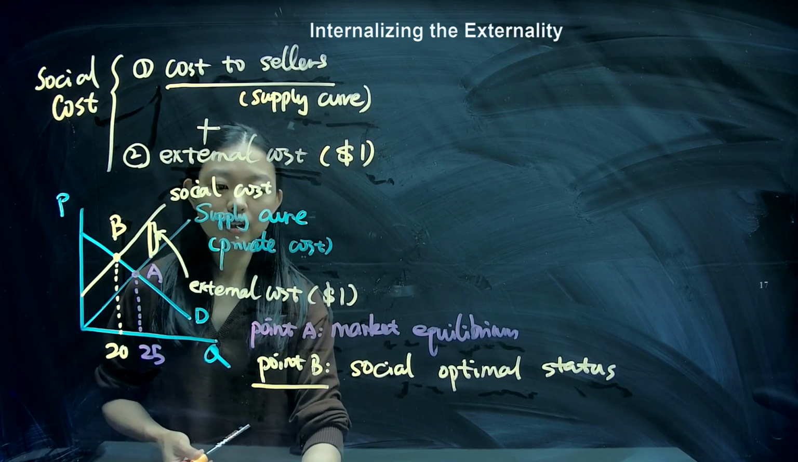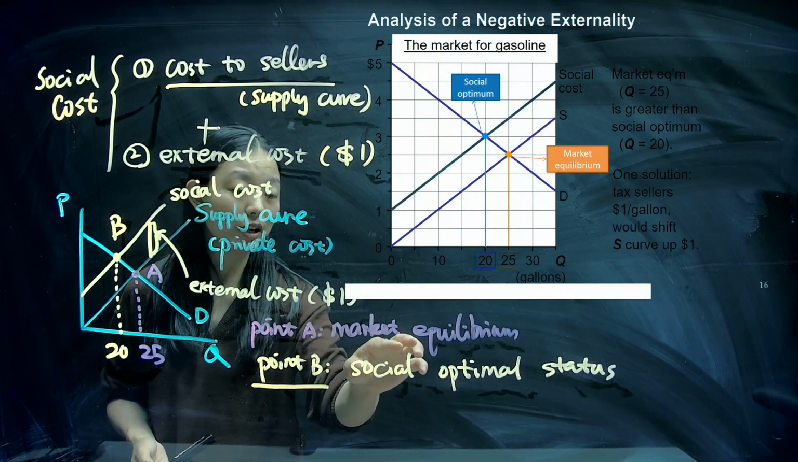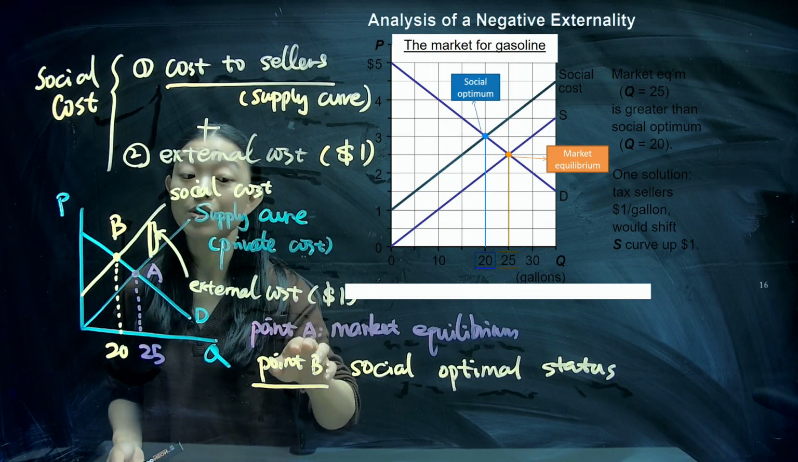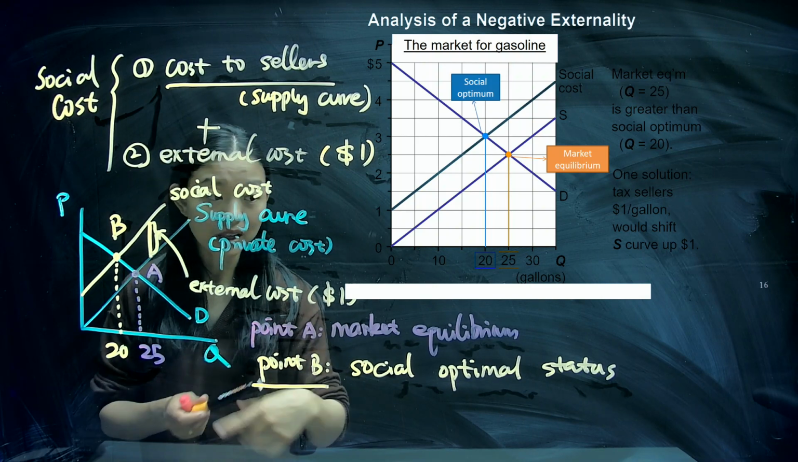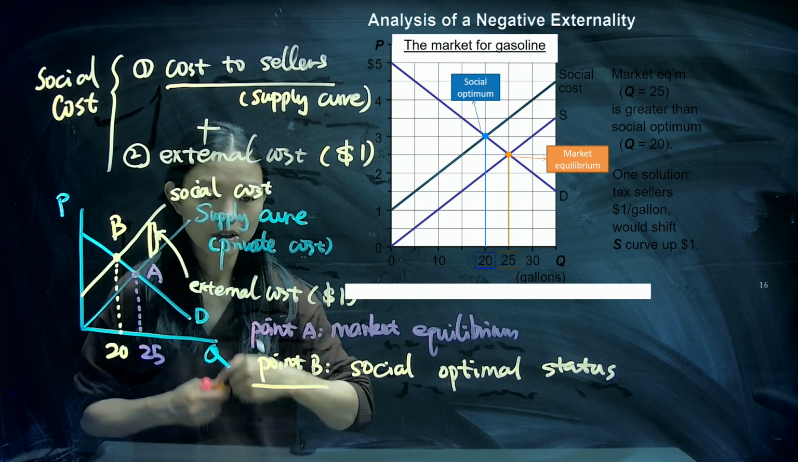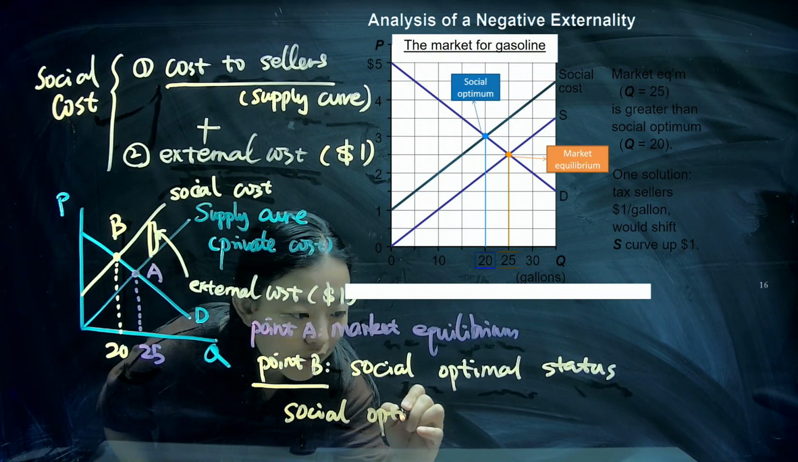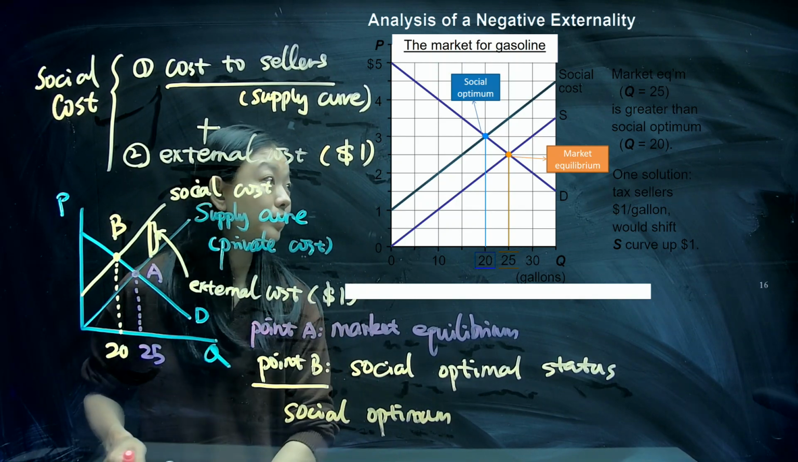So here we have two points, point A and point B. Point A is the market equilibrium, but after considering the external cost, or externality, point A is no longer the optimal point. Point B is the optimum point. This one is the social optimum.